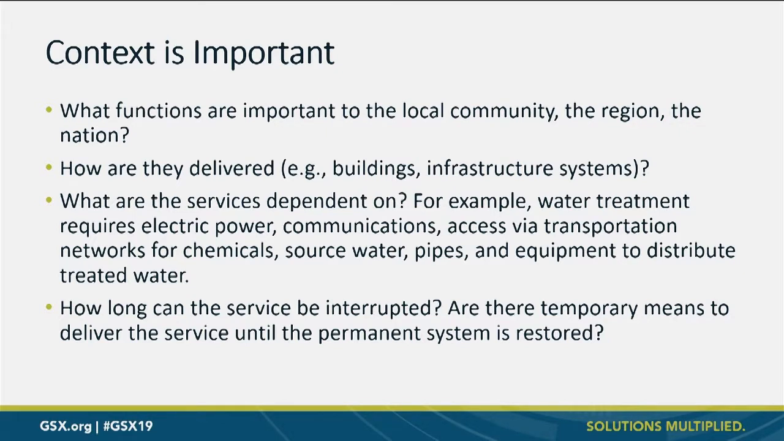What are services dependent on? So if you're thinking about something like a water treatment facility, it's dependent on electric power, communications, access via transportation networks to provide chemicals to actually treat water. There's a source dependency. There are pipes and equipment that are required to distribute the water to consumers. And then the question becomes, how long can that service be interrupted without any adverse impacts? And are there temporary measures that can deliver this service until a permanent system is restored?